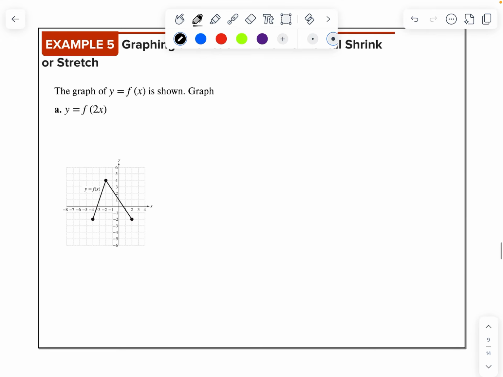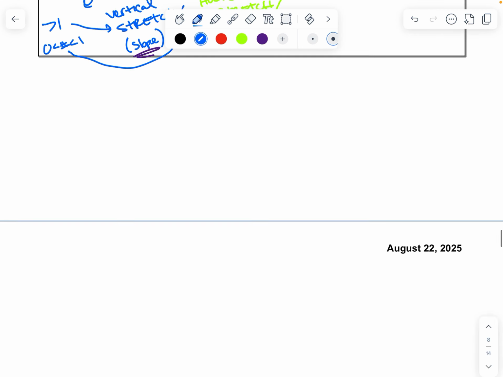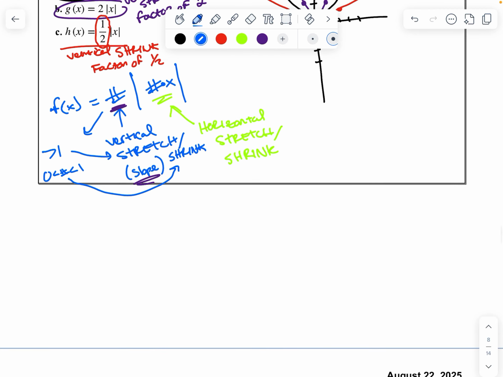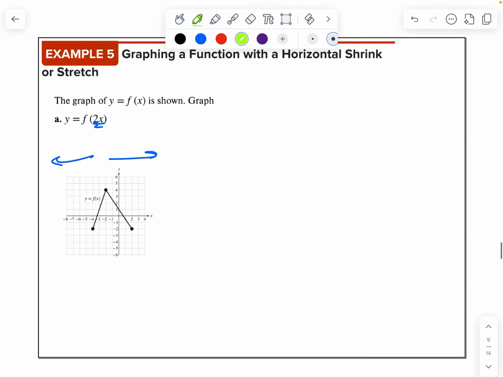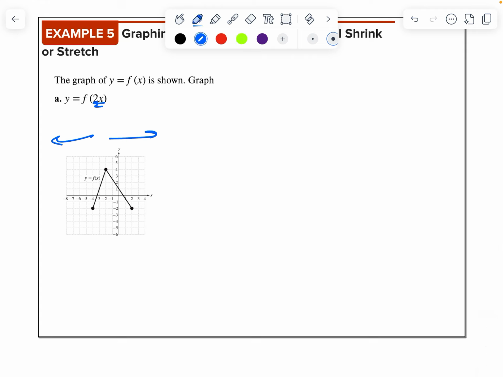All right, we said that if we multiply outside, it's a vertical stretch. If we multiply inside, it's a horizontal stretch or shrink. And so this is actually going to do the exact opposite. Since it's multiplied inside, it's going to stretch it horizontally.